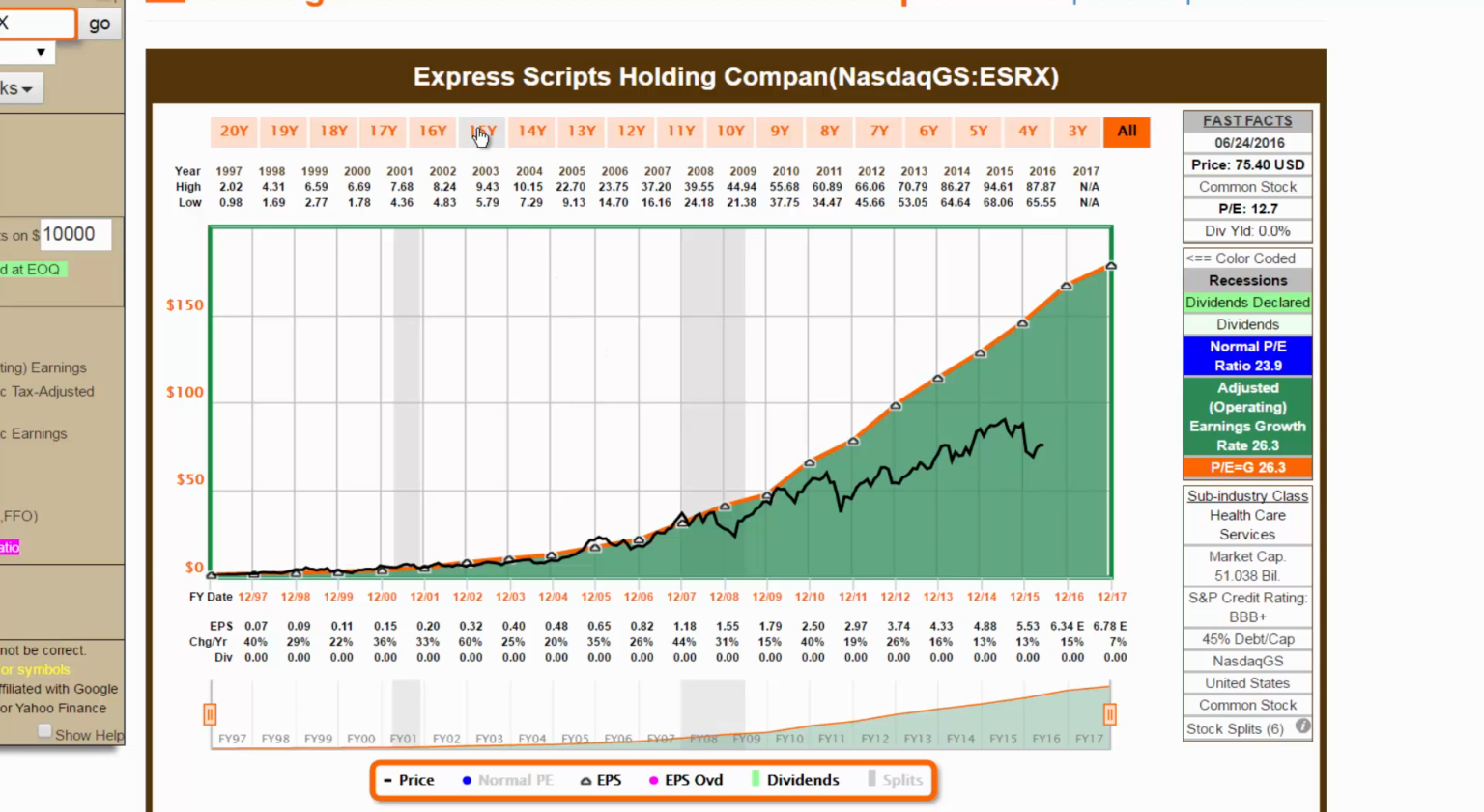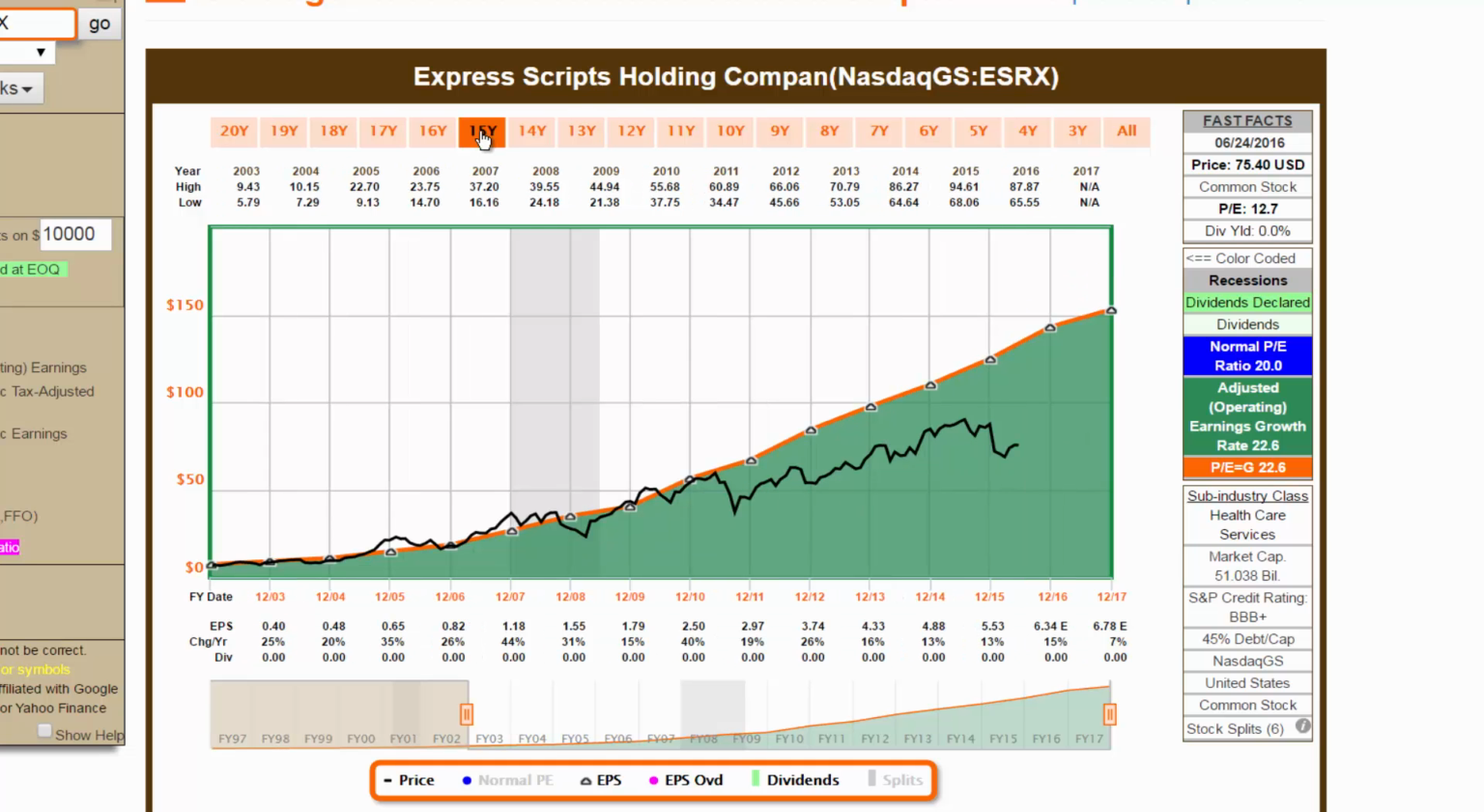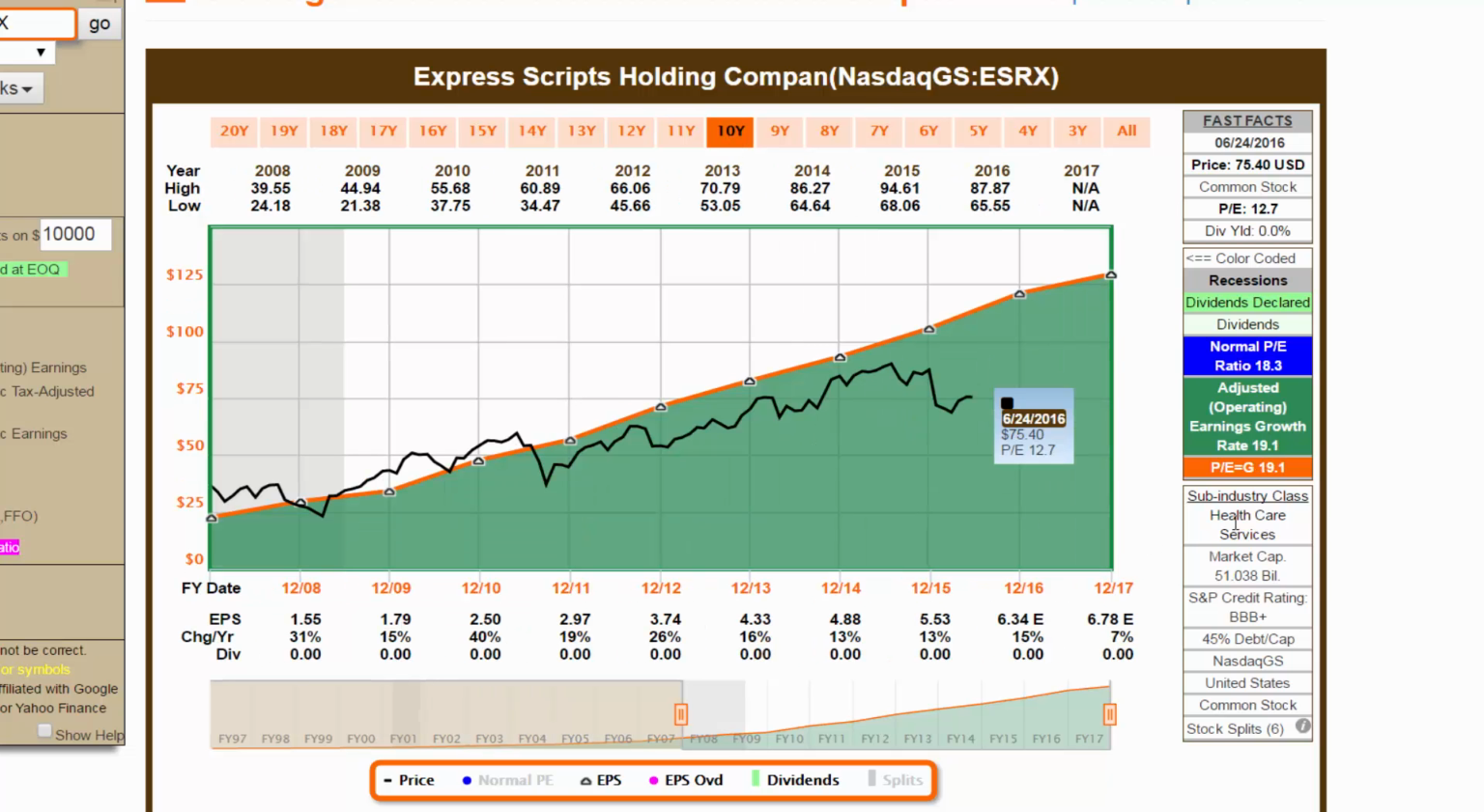However, because this is a dynamic tool, watch what happens to the earnings growth rate as I cut time off of this graph. It's now dropped to 22.6% when I hit the 15-year button. I'm going to drop it to 10, and now it's 19%. And I want you to notice that the PE ratio valuation multiple is adjusting to the company's earnings growth rate.